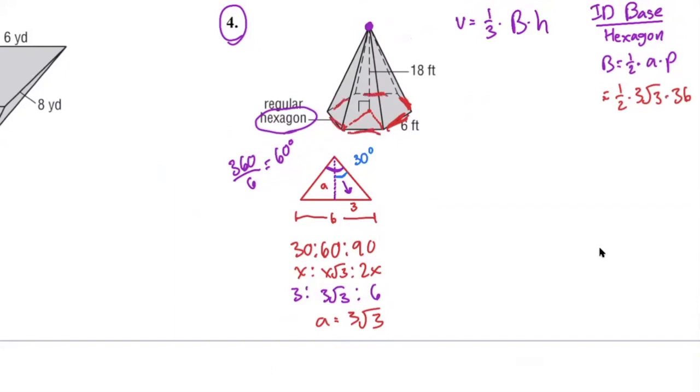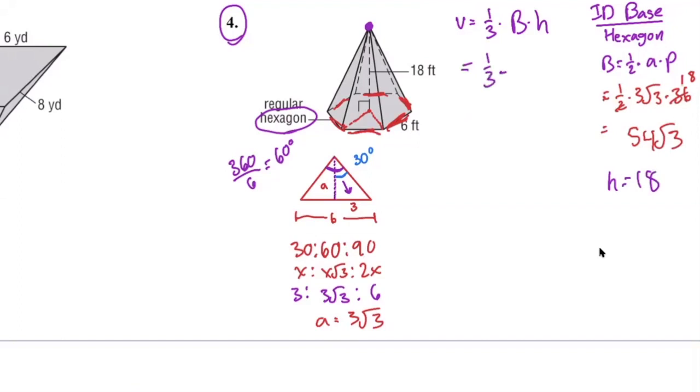And finishing this off, these can cancel. 18 times 3 is 54 radical 3. And we actually already have our height. Our height is 18.